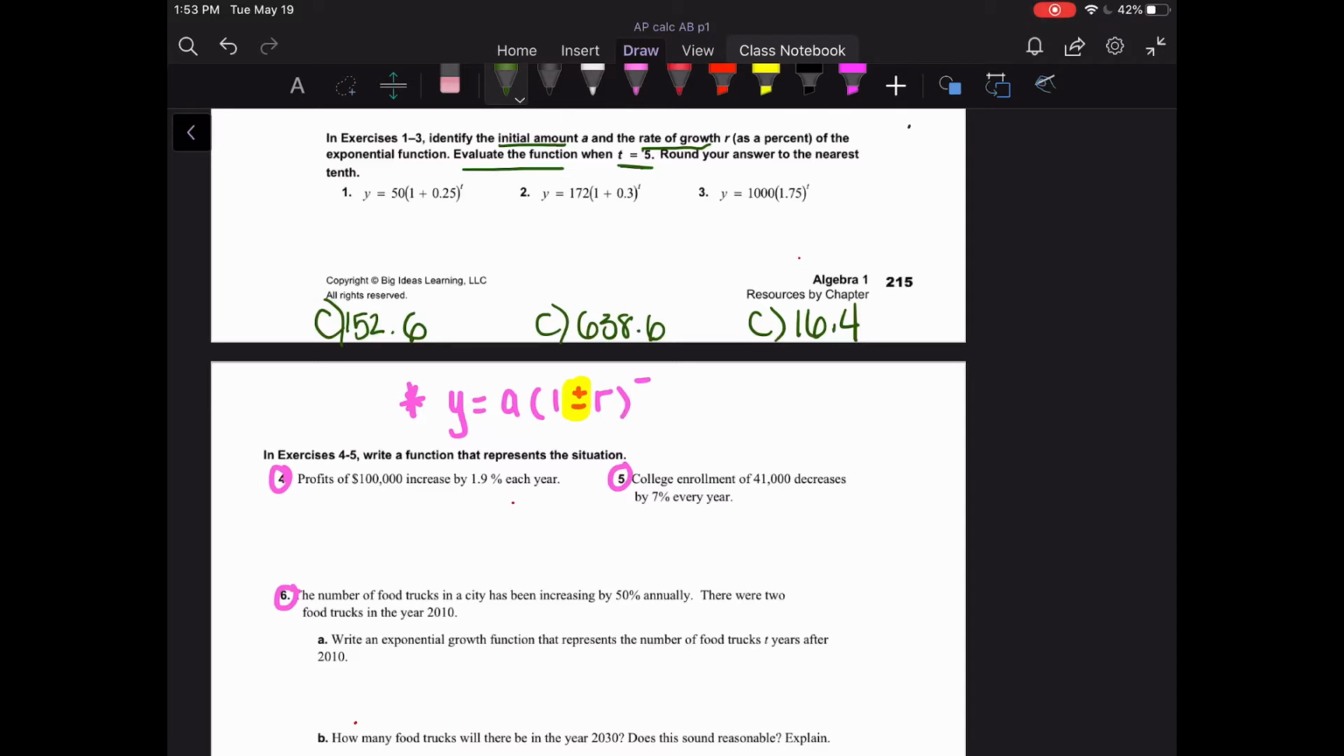So, in the first one, your initial amount is the number in front of your parentheses, that coefficient there. So for part A, the initial amount, a, is equal to 50. The growth rate is what we're adding, since it's a growth rate and there's a plus sign. What are we adding to 1? We're adding 0.25, but it says as a percent. It's a rate of growth. So to go from decimal to percent, I'll do that on the side here. We multiply by 100 and we get 25, or 25%.